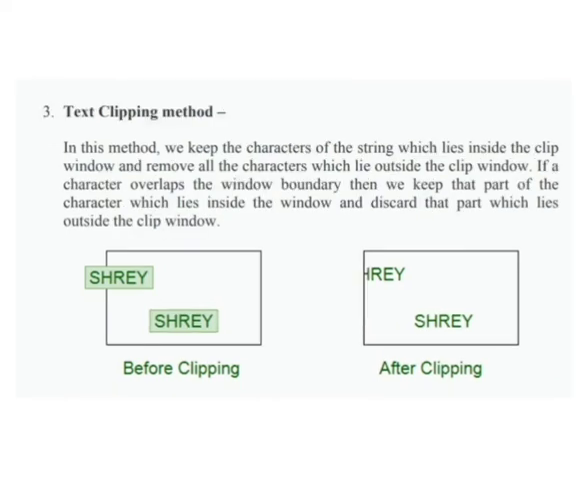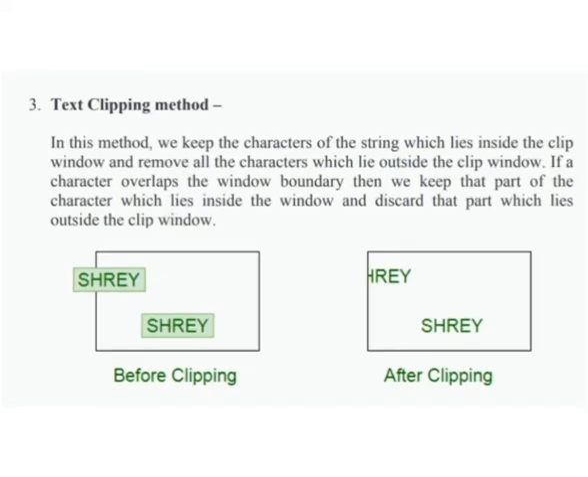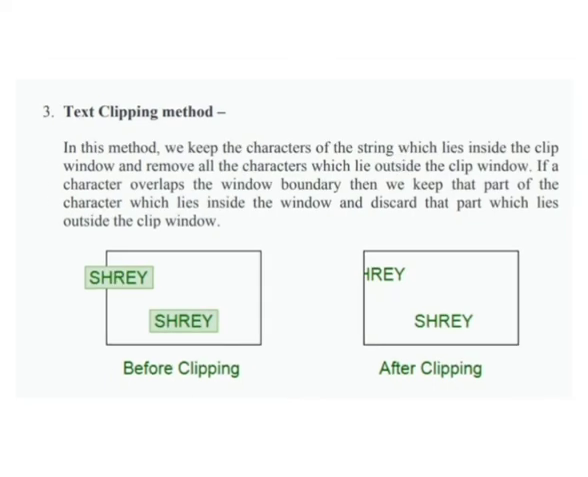Next is the text clipping method. In this method, we keep the characters of the string which lie inside the clip window and remove all the characters which lie outside the window. Here also, if any character overlaps the window boundary, then we keep that part of the character which lies inside the window, and the other part is discarded. In this example, SHREY, half of the H is kept inside and the other half is discarded.